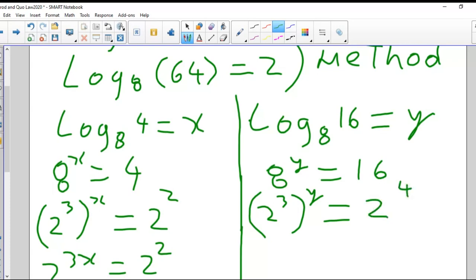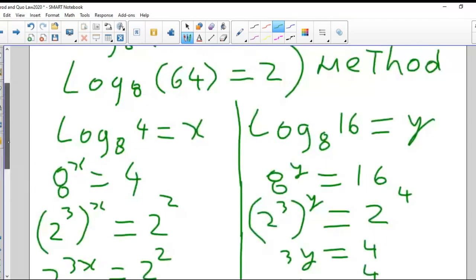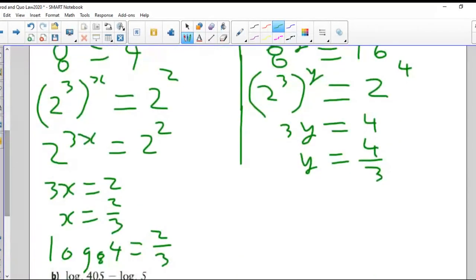So again, we can now say that 3y is equal to 4, and therefore y is equal to 4 over 3. So we can answer the question now. The question was, what is the log base 8 of 16? If we know that y gives us that, the log base 8 of 16 is 4 over 3.